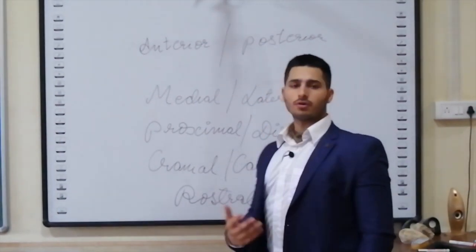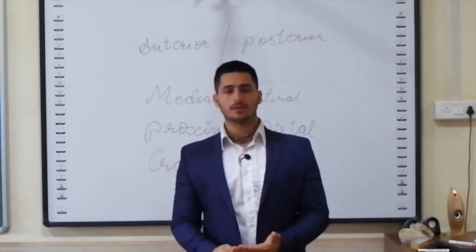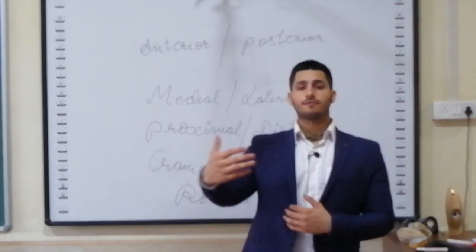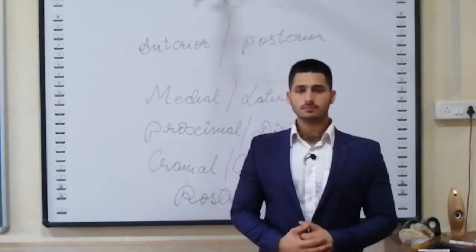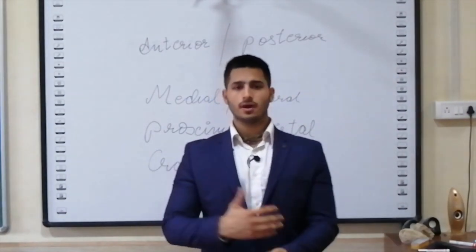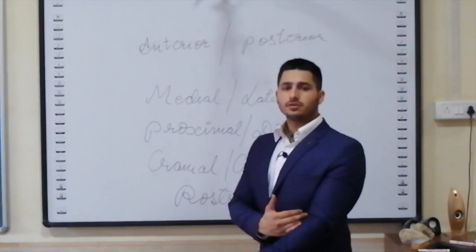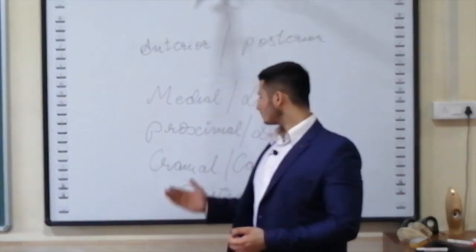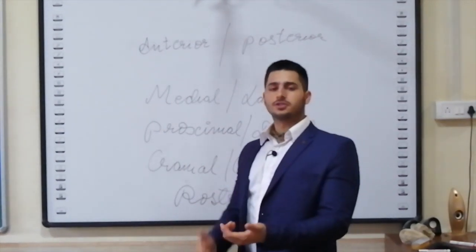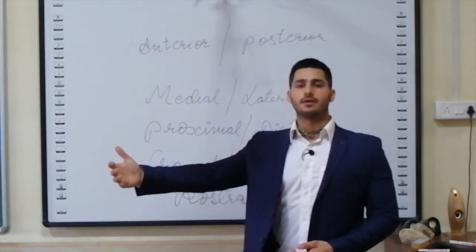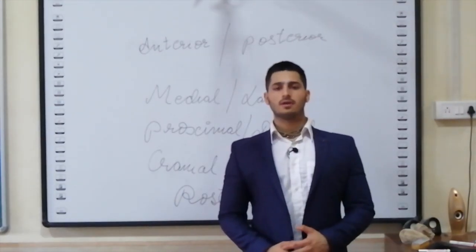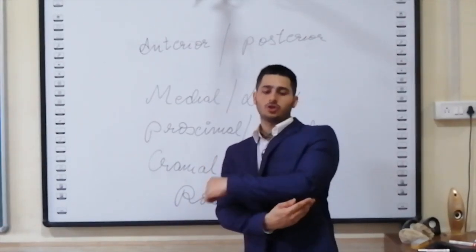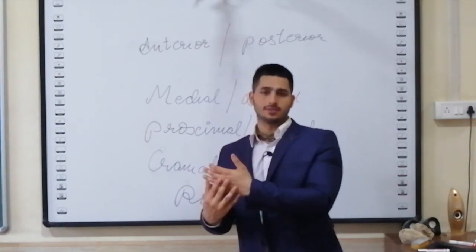Then we have proximal and distal. When we use the term proximal, it means closer to the origin. And distal means farther away from the origin. I hope that makes sense. Closer to and farther away. We use these terms proximal and distal usually with respect to limbs. So for example, my hand is distal to the elbow joint. This is my elbow joint, and my hand is distal to this joint.